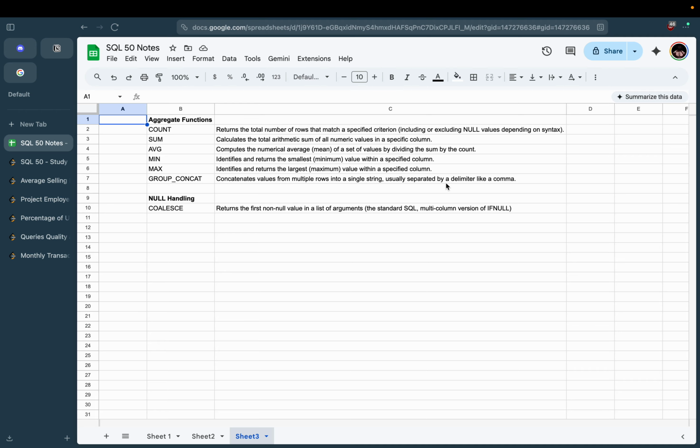Continuing with the series, we'll be solving questions on aggregate functions, which are count, sum, average, min, max, group concat, functions like that. And when we are using any mathematical or aggregate functions, there are cases where we can encounter nulls or divide by zero errors. To handle that, we'll be using null handling. There are many functions to use like if null and so on, but the most common one that is used is coalesce. So that is the background that's required, and let's get started.